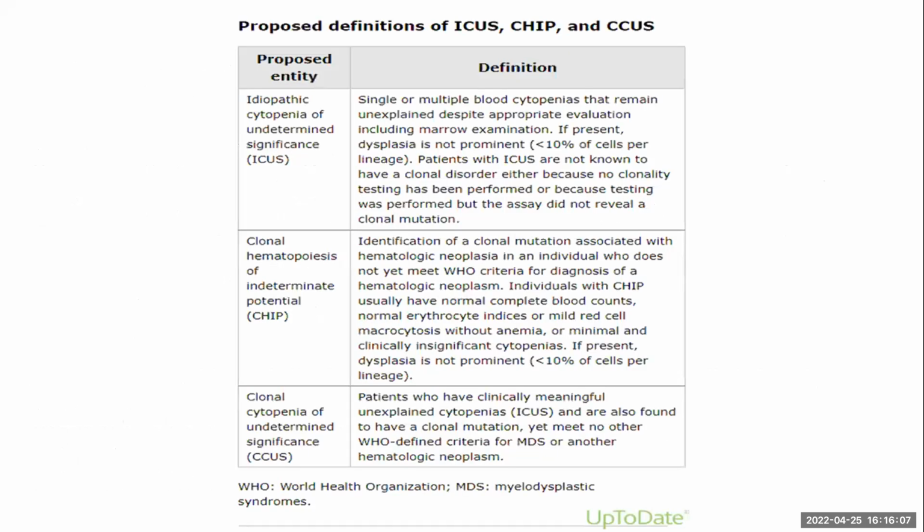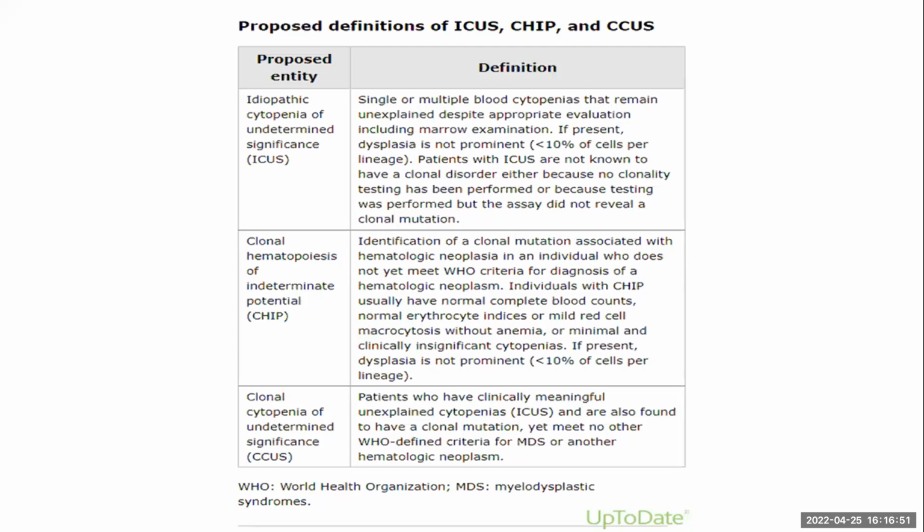So just to touch a little bit on the pre-malignant conditions that precede MDS, as I said, it is a malignancy, but there are some pre-malignant conditions that usually precede its diagnosis, and these include idiopathic cytopenia of undetermined significance, abbreviated ICUS, clonal hematopoiesis of indeterminate potential, abbreviated CHIP, and then clonal cytopenia of undetermined significance, abbreviated CCUS. For example, ICUS will have cytopenias, but with no clonality. And if there is dysplasia, it will be less than 10% for any lineage.